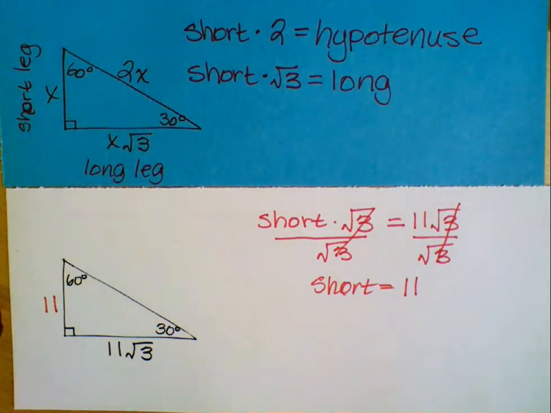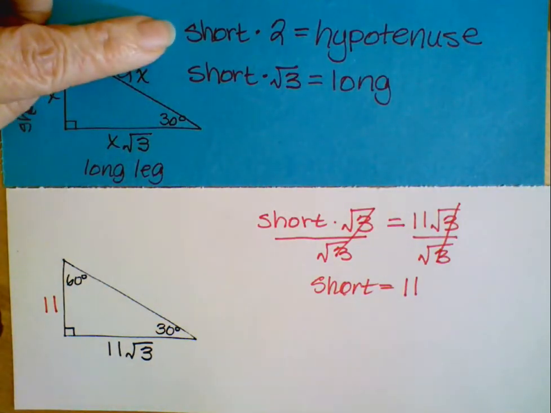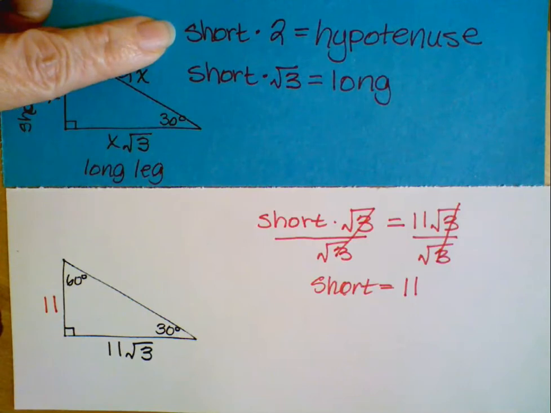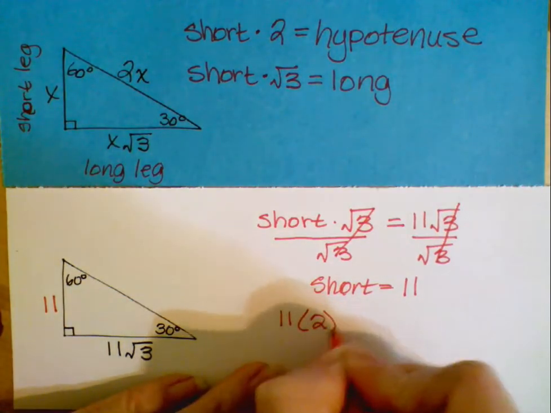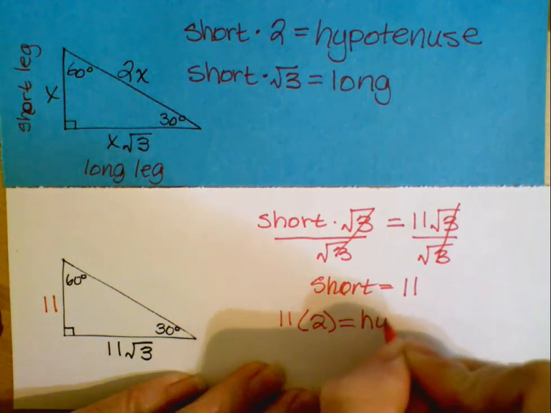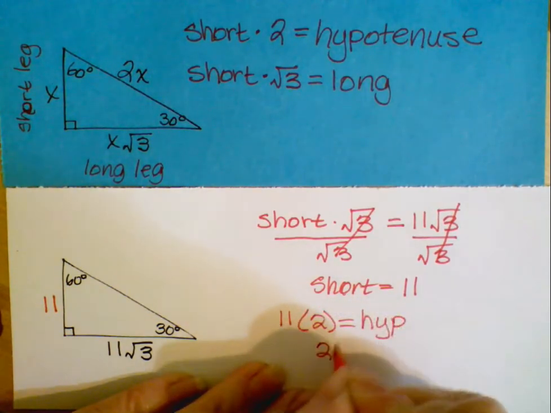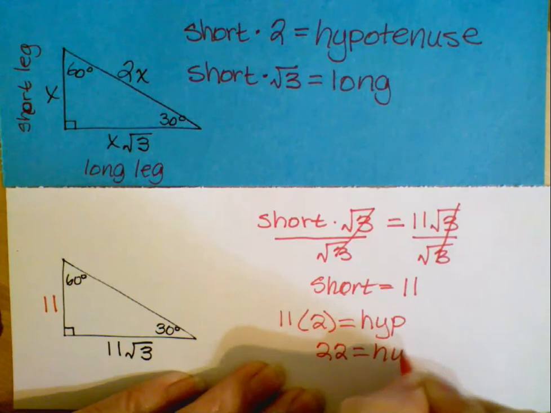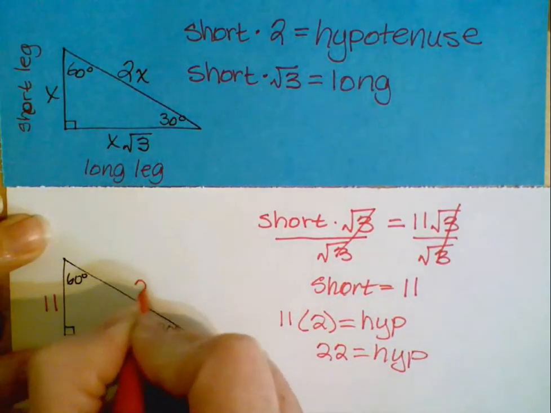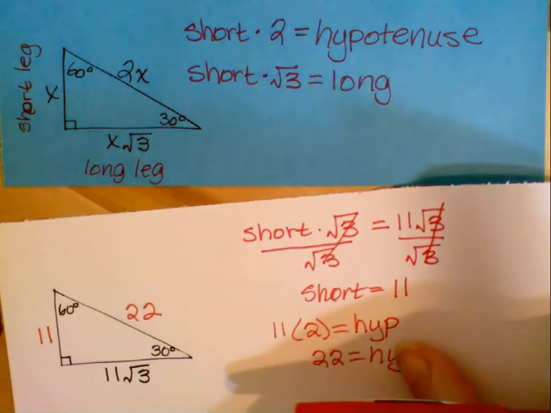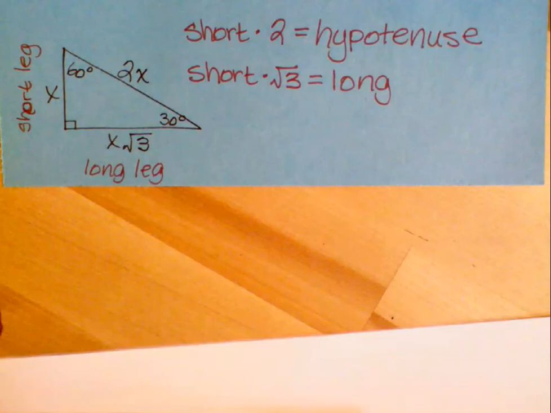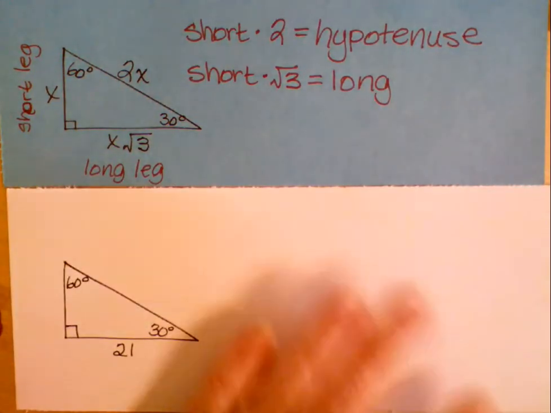Now we determine the length of the hypotenuse, and that's just a matter of going back to the first equation. The shorter leg times 2 produces the length of the hypotenuse, which means in this case the hypotenuse has to have a length of 22. Now that's pretty simple if the side length given is a radical already. Let's look at an example where it's not, which is the case here.